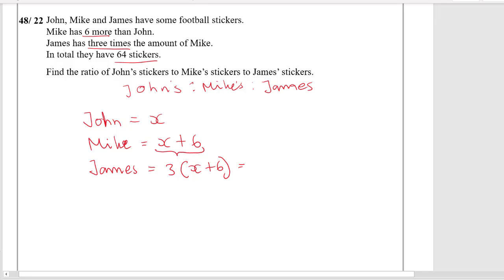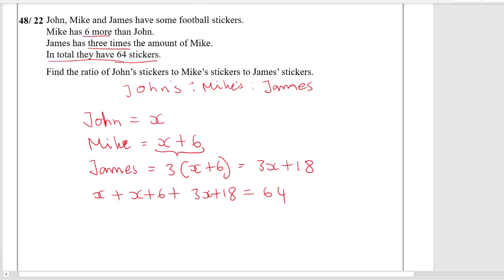You can expand the brackets if you want. So 3x plus 18. If you expand it here, it'd be easier to use later on, so you don't need to expand it when you form the equation. Okay, so in total they have 64 stickers. So let's add all of the stickers together. John's x added to Mike's x plus 6, and then James has 3x plus 18. And altogether it adds up to 64 stickers, and that's what it says in the question.